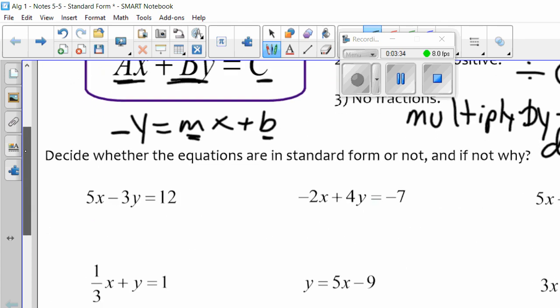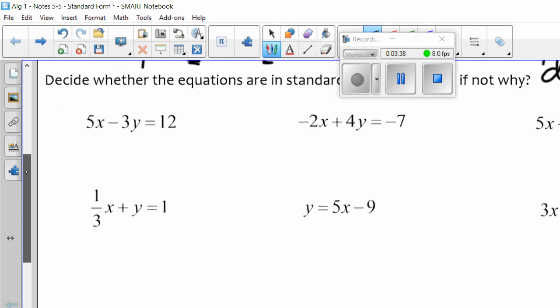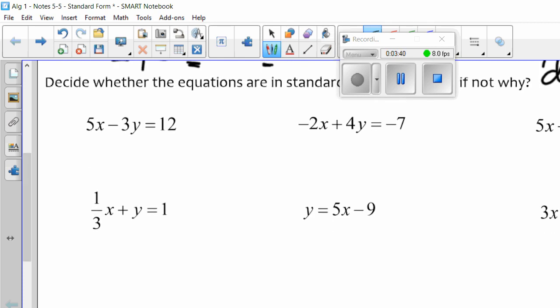So let's practice this. We've got these 6 problems here, and we're going to go through that list of rules and say, hey, do we have this? Do we have that? If we get yes for the first 2, then we've got to fix it. If we get a yes for the last question, then we've got to fix that. Okay. So the first one here, go through our three rules. Are x and y on the same side? Yes, they are.